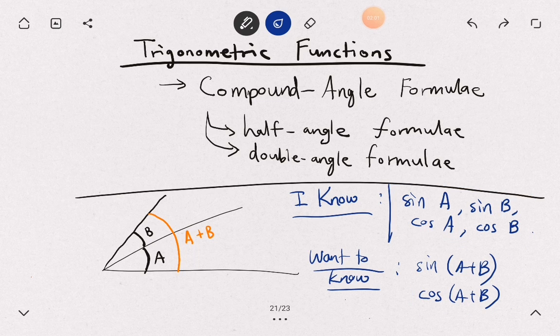Also, there is also a formula for tangent, so you can also find the tangent of A plus B. All right, so that is what we are going to do today, and to do that we have a formula called compound angle formula.